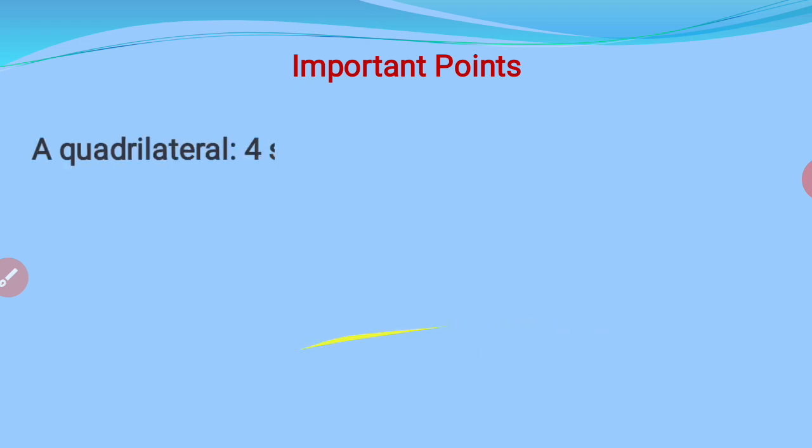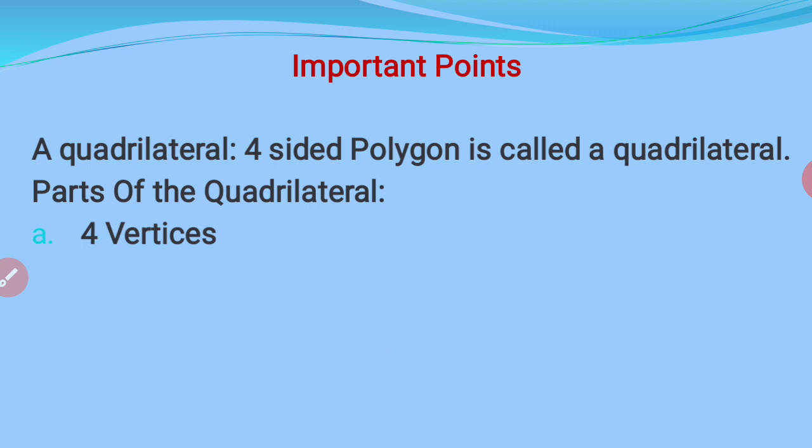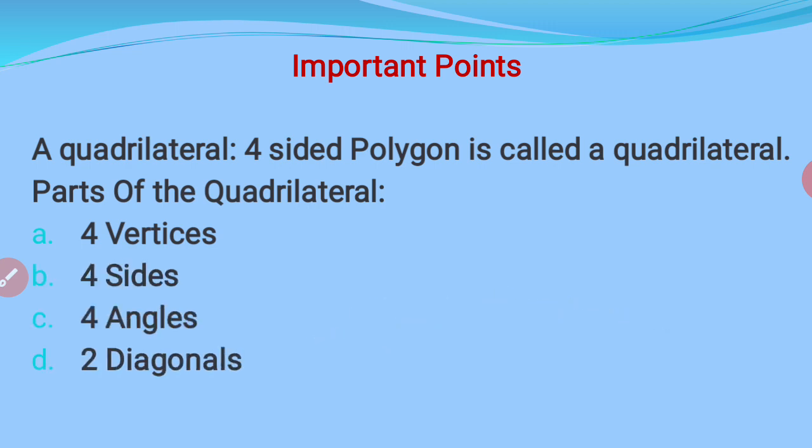With this, we'll read out certain important points. A quadrilateral is a four-sided polygon. Parts of the quadrilateral are four vertices, four sides, four angles and two diagonals. Now these are various types of quadrilaterals that we are going to study.